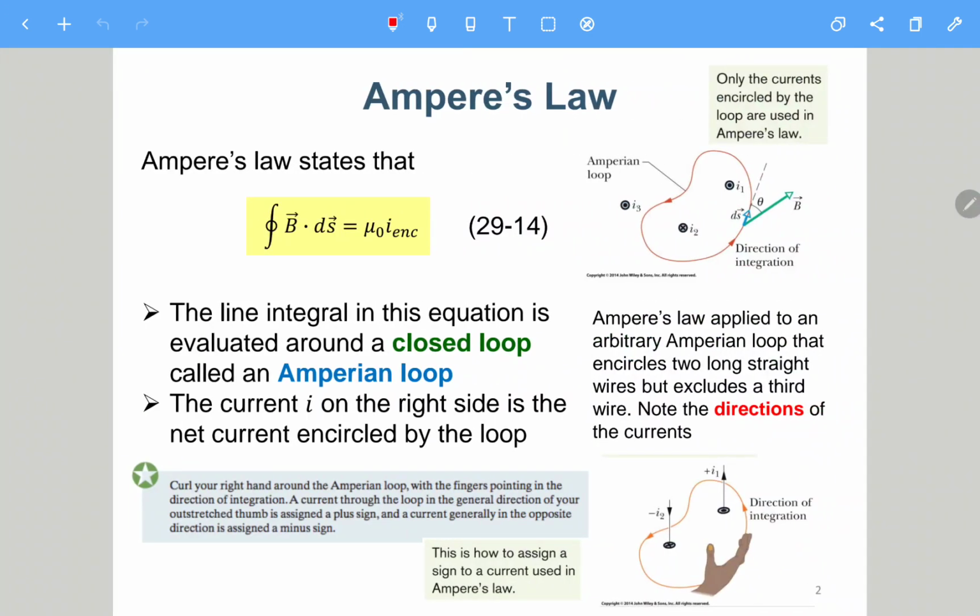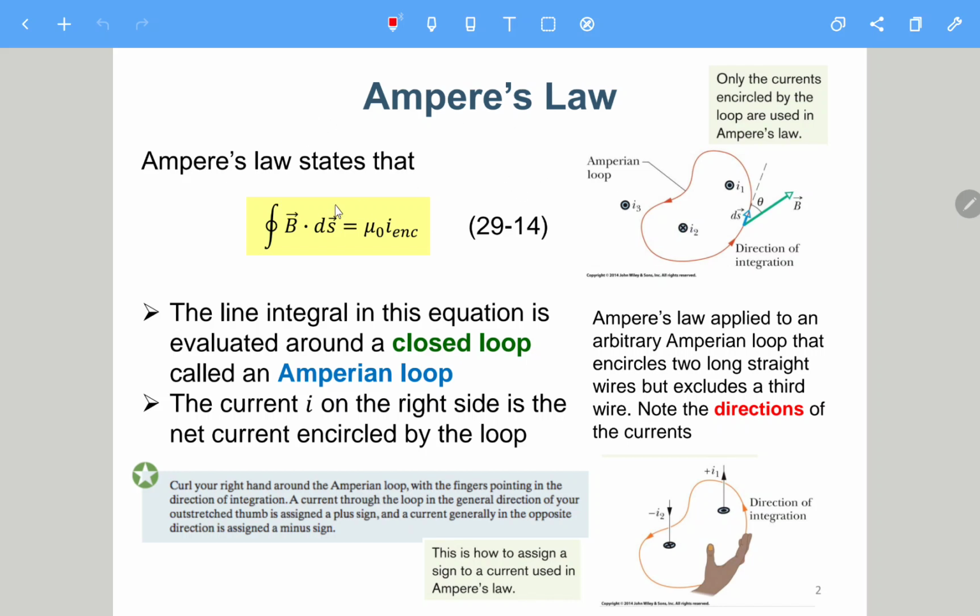Here we come to the most important part in this chapter, which is called Ampere's Law. As I've mentioned before, Ampere's Law is the second law we learn in the Maxwell equations. Before, we learned Gauss's law in chapter 23. Here we'll learn Ampere's Law.